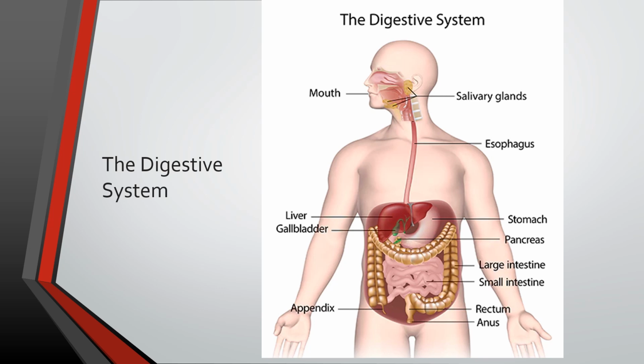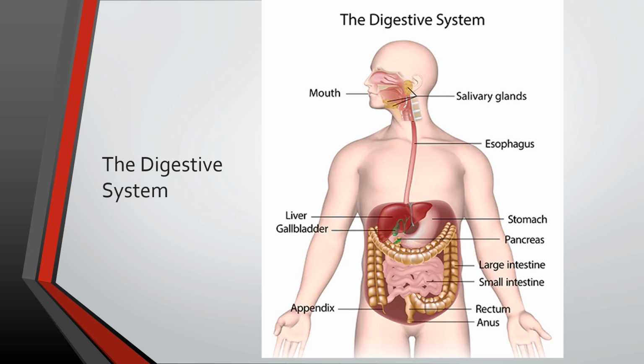Then comes the esophagus. Food just passes through the esophagus without changing. It means that when food passes through the mouth and salivary glands, it changes a little bit, but in the esophagus it doesn't change.